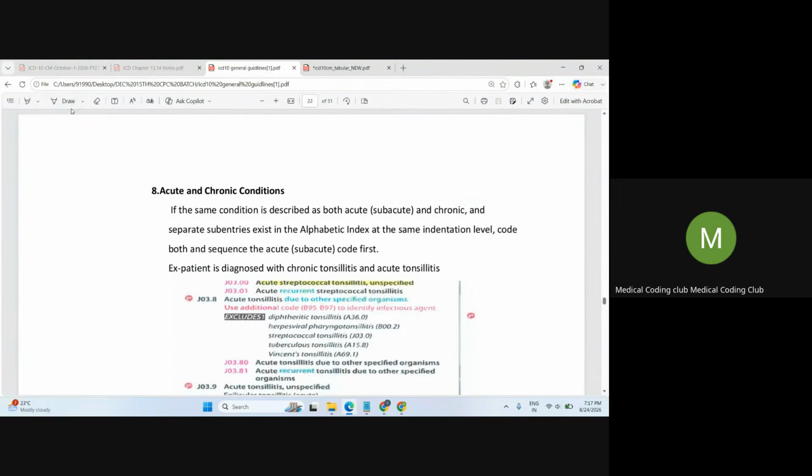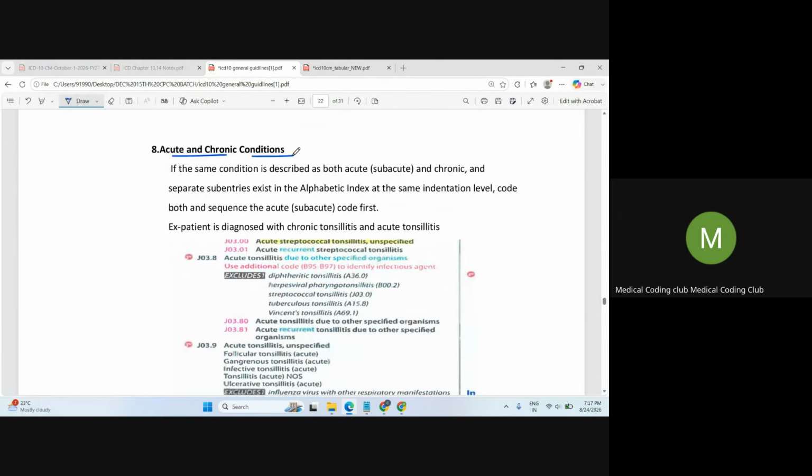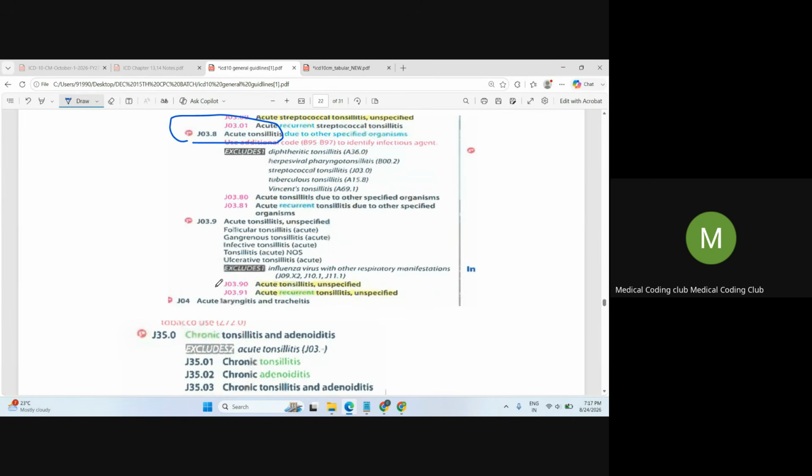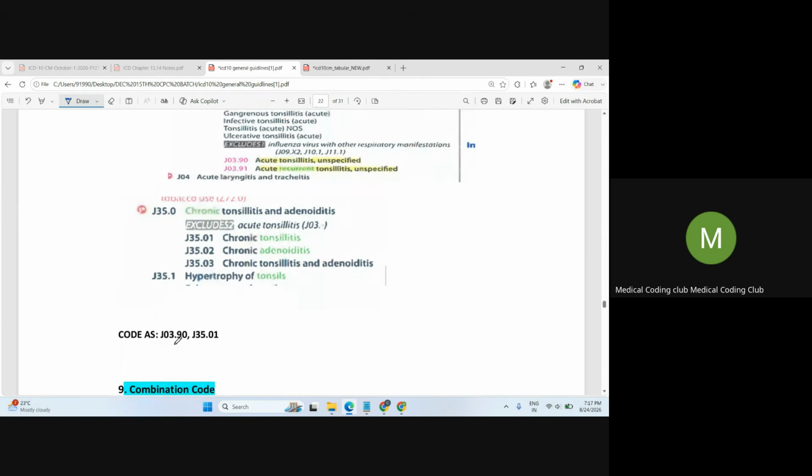So here is an example. Acute and chronic condition. Say, for example, the provider has documented that the patient is having acute tonsillitis. As well, chronic tonsillitis. The patient is also having chronic tonsillitis. Both. Here it is: acute tonsillitis and chronic tonsillitis.